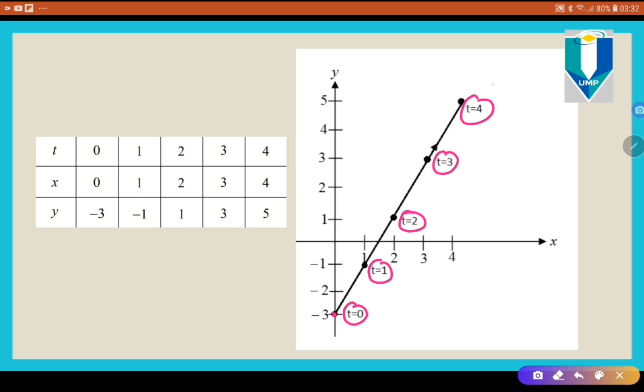So we have all the points here. We see that as t increases, it is increasing this way. So we indicate the arrow to show the orientation of this curve. And this curve is a straight line.